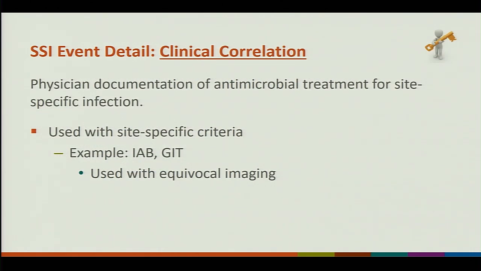Now, clinical correlation is a definition that you'll see in Chapter 17. So this would be if you're applying an organ space SSI event. This is defined as physician documentation of antimicrobial treatment for site-specific infection. It is used, for example, with IAB or GIT criteria when there are equivocal imaging findings. So if the imaging findings aren't really definitive for an abscess, or abscess versus this versus that, that's an instance where you would actually need clinical correlation. So you're going to need specific physician documentation of treatment for that specific type of infection to apply this criteria.